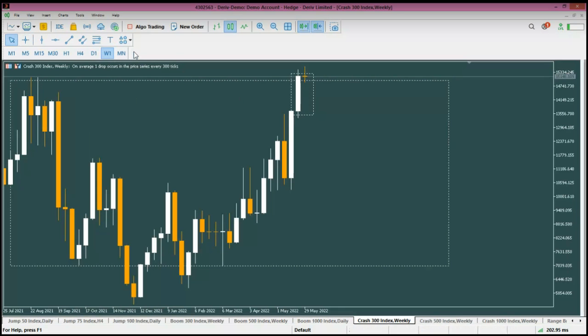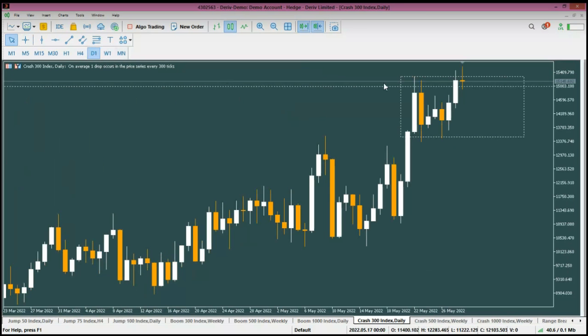But then again, you can wait for it to break out of this zone. If it breaks out, then you can join the crew. You can join the trend.